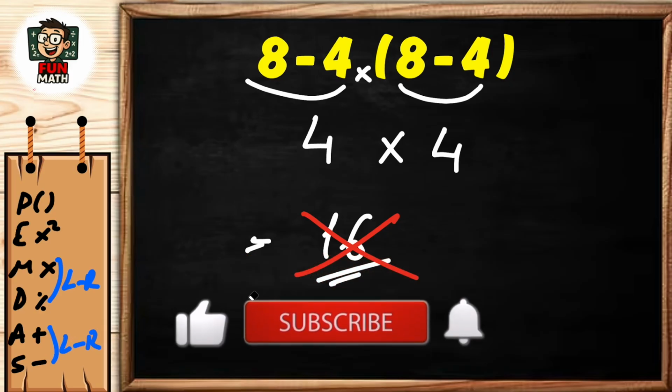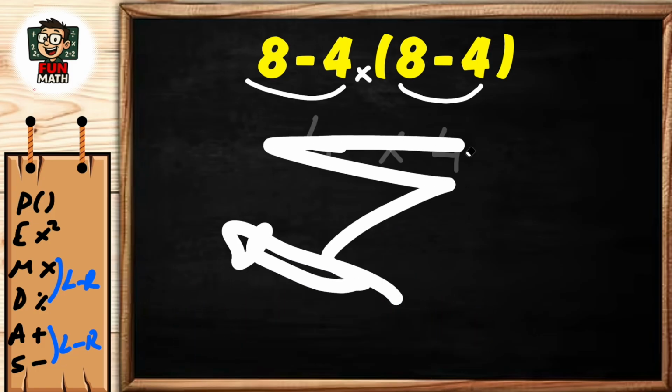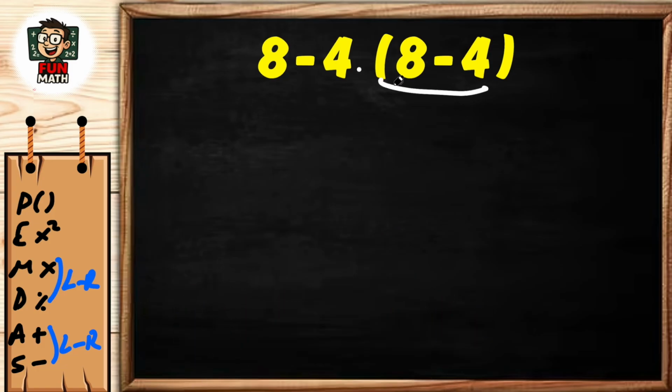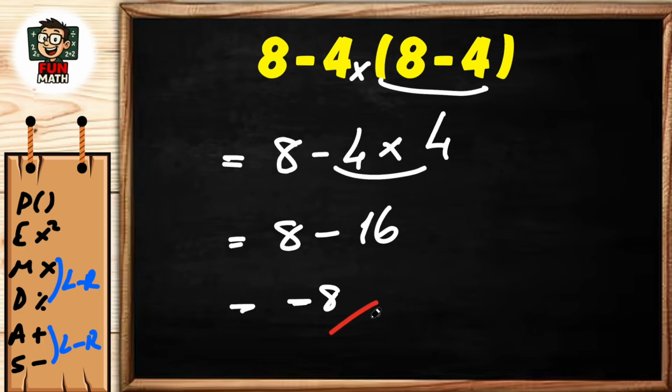Okay, let's apply this rule to our question. First, parentheses: 8 minus 4 equals 4. There is hidden multiplication with 8 minus 4. Now multiplication, 4 times 4 equals 16. Finally, subtract: 8 minus 16 equals negative 8. We solved the solution in detail.